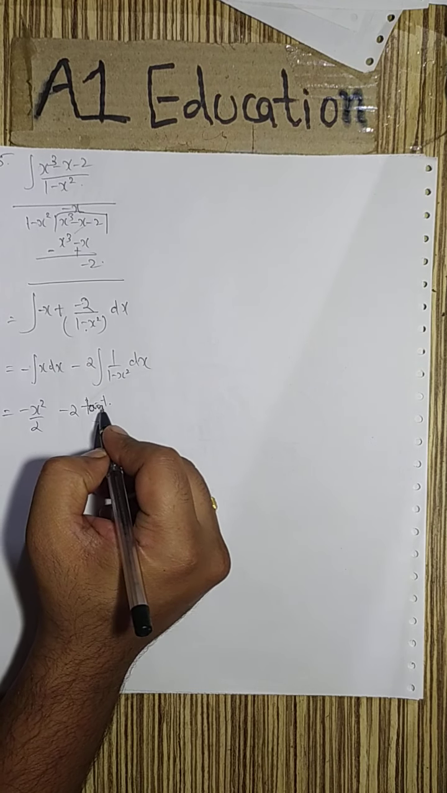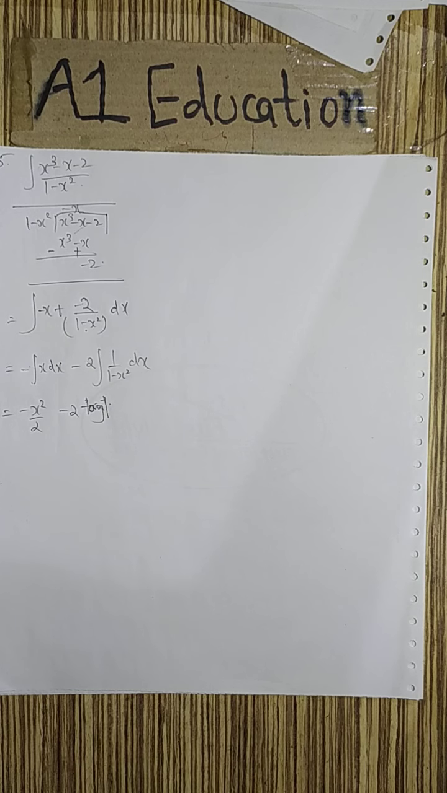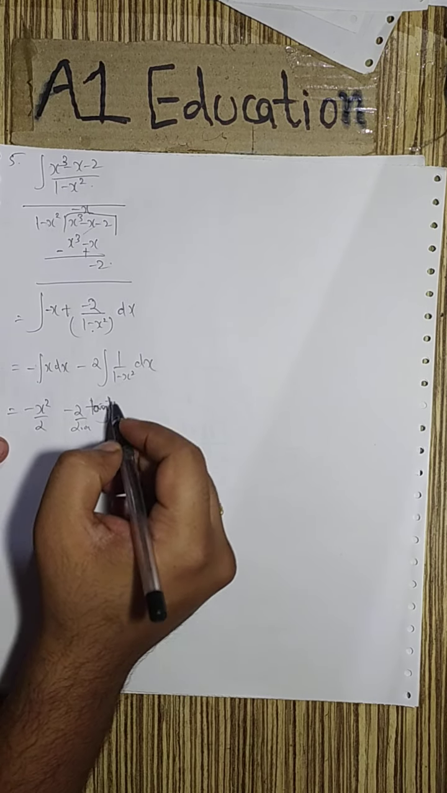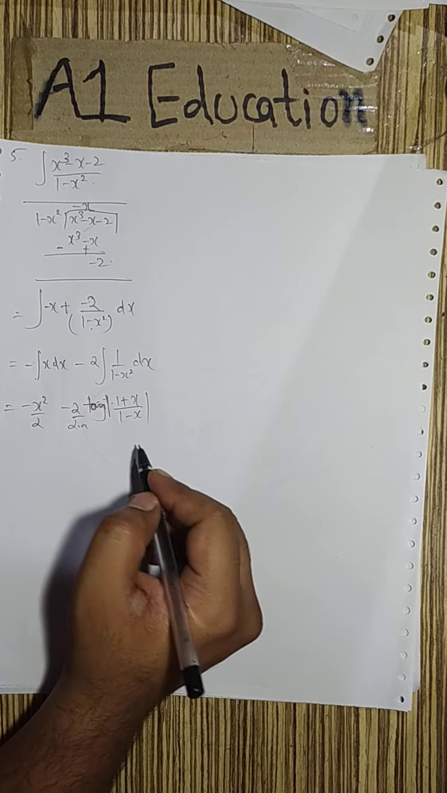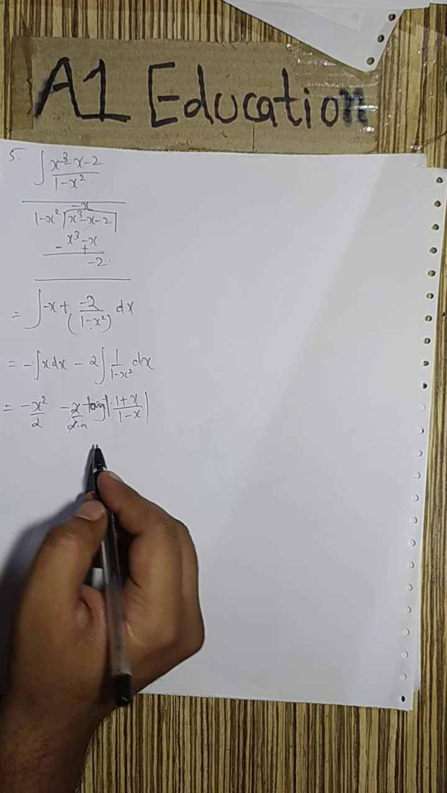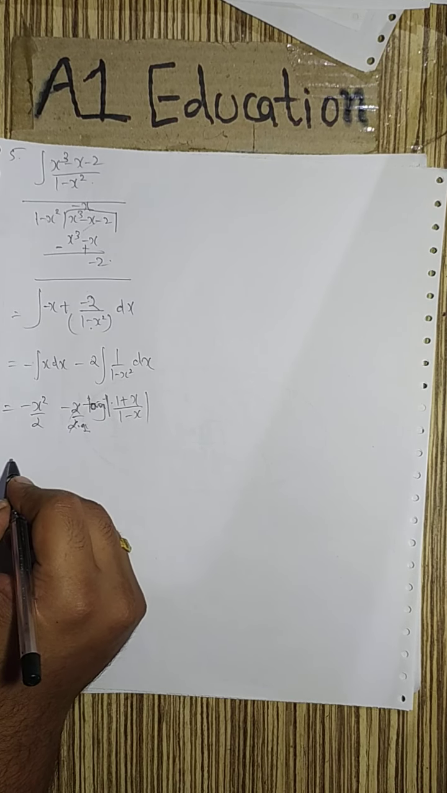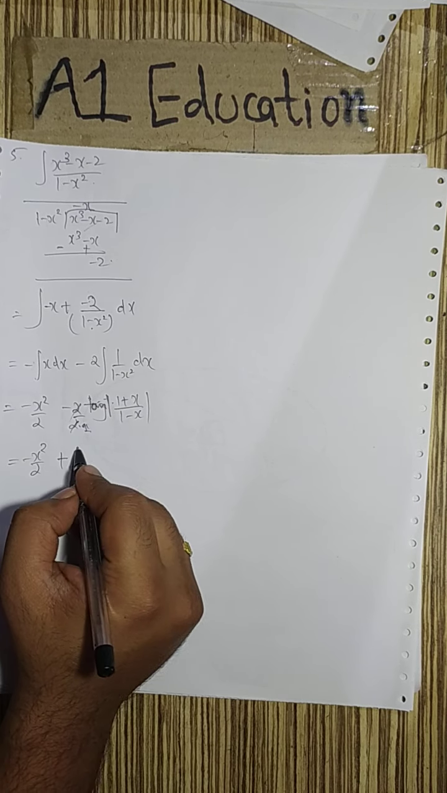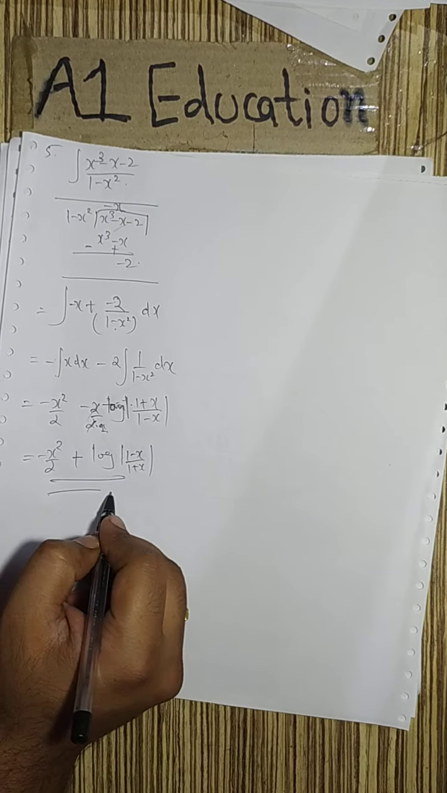will give me log of a plus b, 1 upon 2a log of a plus x upon a minus x. So 2 gets cancelled, a is 1, so minus sign here. This minus sign, if we want to remove, we can take minus here as a power and then it will become 1 minus x upon 1 plus x. So that is the answer.